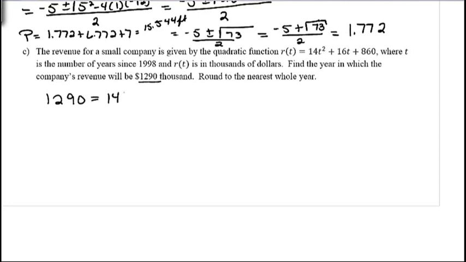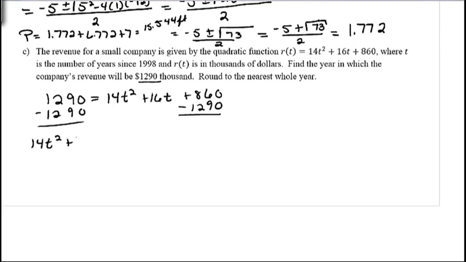1290 equals 14t squared plus 16t plus 860. So we need to subtract this from both sides, because we need 0 on both sides of our equation before we can start solving this. So I have 14t squared plus 16t, and then it's going to be minus, and 860 minus 1290 gives me negative 430 equals 0.